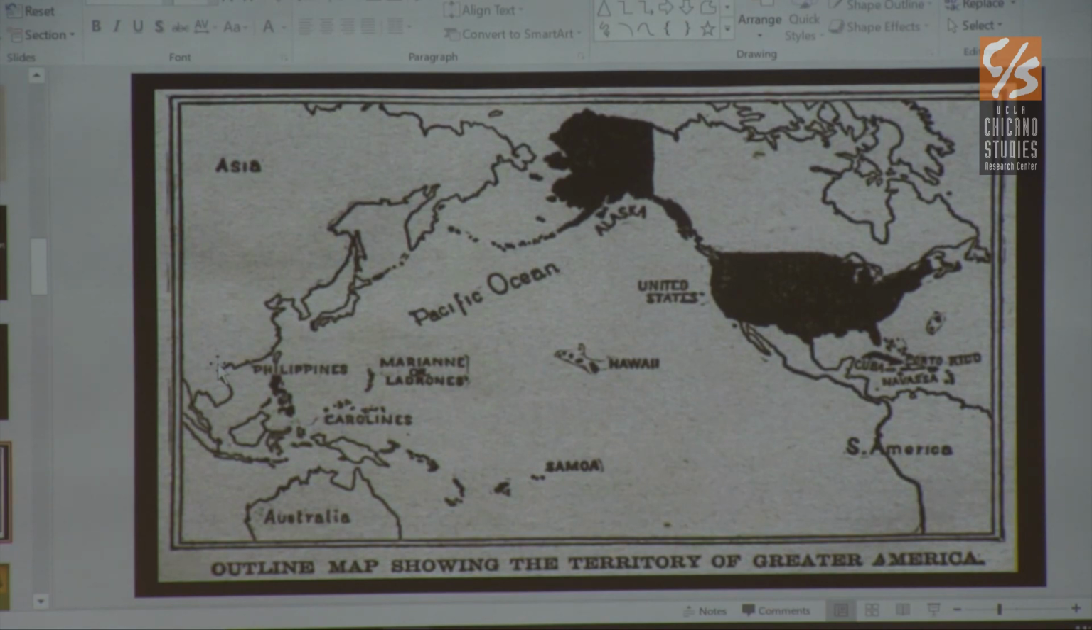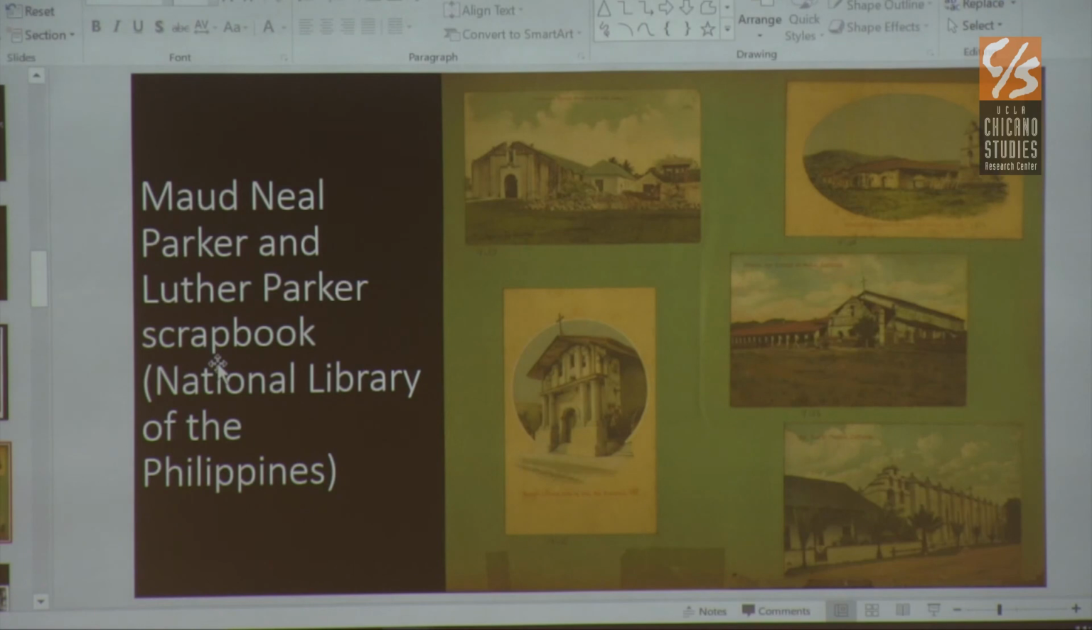And I would say that it's connected, first off, in terms of personnel, such as Luther Parker, who, as I mentioned before, carried postcards of the California missions to the Philippines, as well as a postcard of a mission in Guam, also part of the U.S. military move into the Pacific at the time.